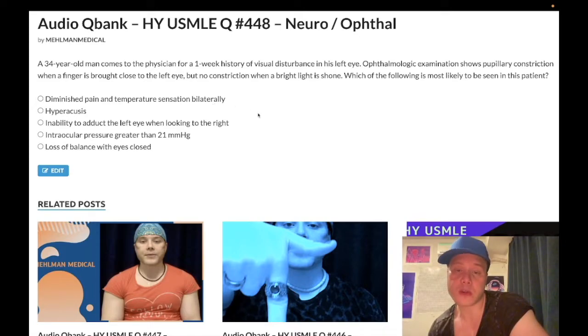34-year-old man, 1 week history of visual disturbance in his left eye. Examination shows pupillary constriction when a finger is brought close to the left eye, but no constriction when a bright light is shown. Which of the following is most likely to be seen in this patient? So let's just walk through the answer choices here. Choice A, diminished pain and temperature sensation bilaterally.